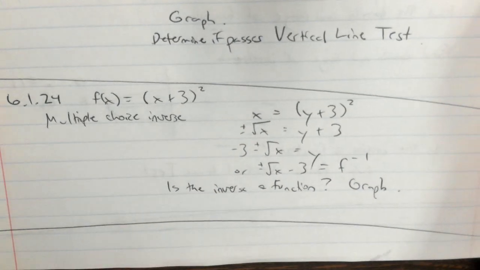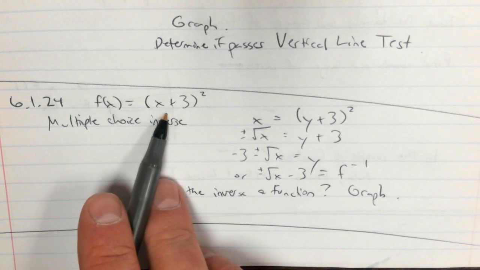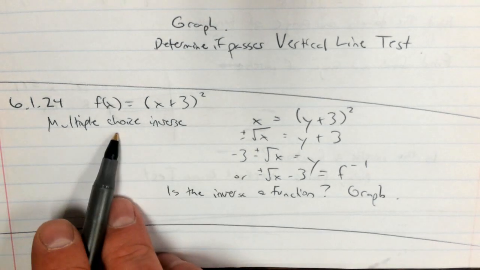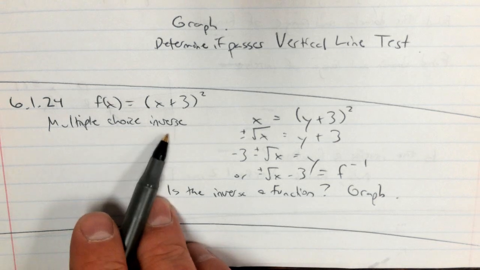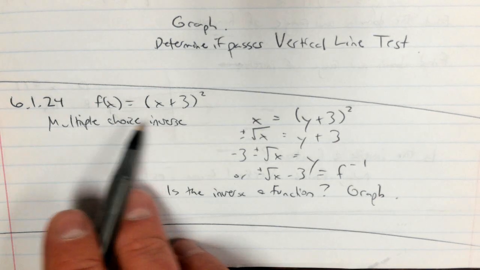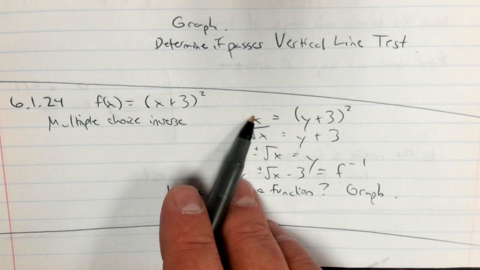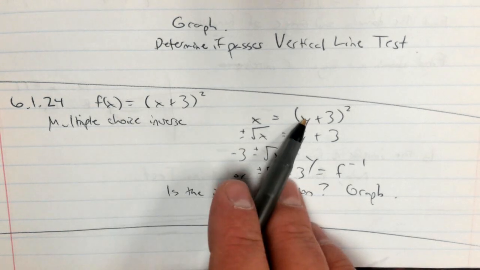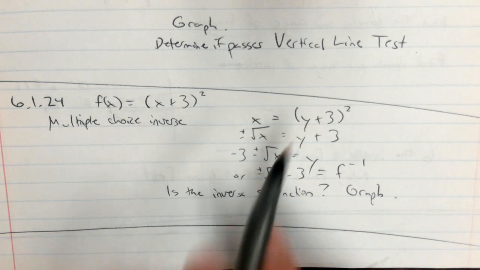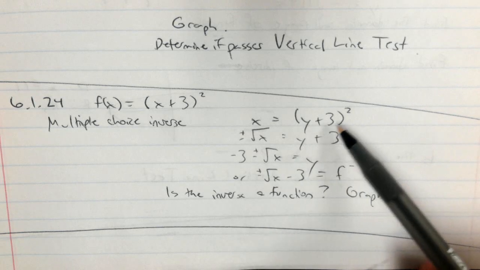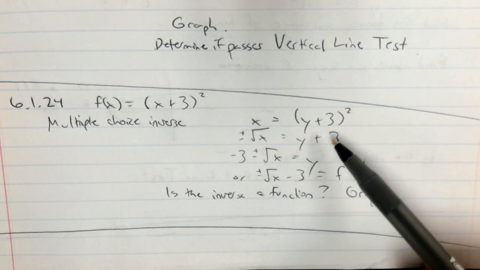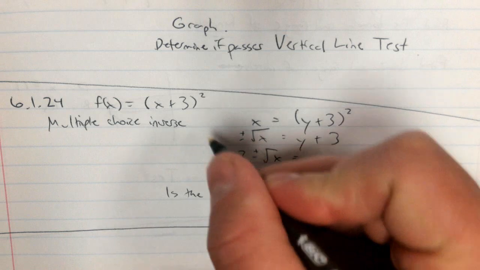On the next one, you have x plus 3 squared. It's a multiple choice thing about the inverse. So first thing is we change f of x to just be x and change x to be y. And then since this is squared, we want to take the square root of both sides.